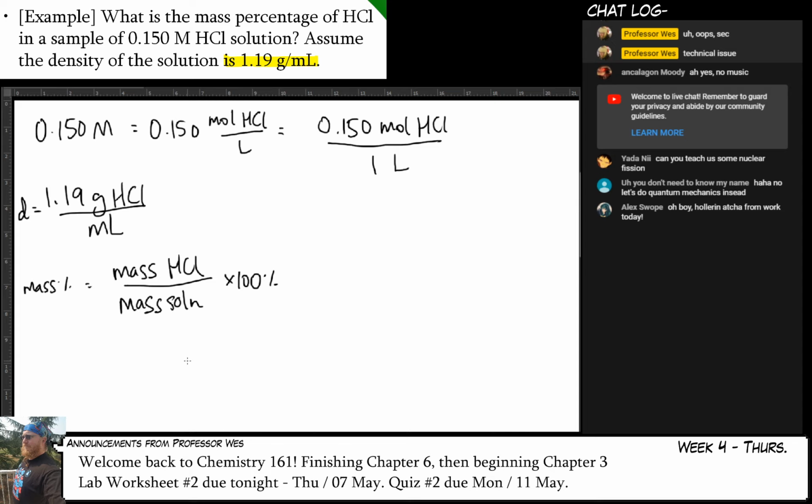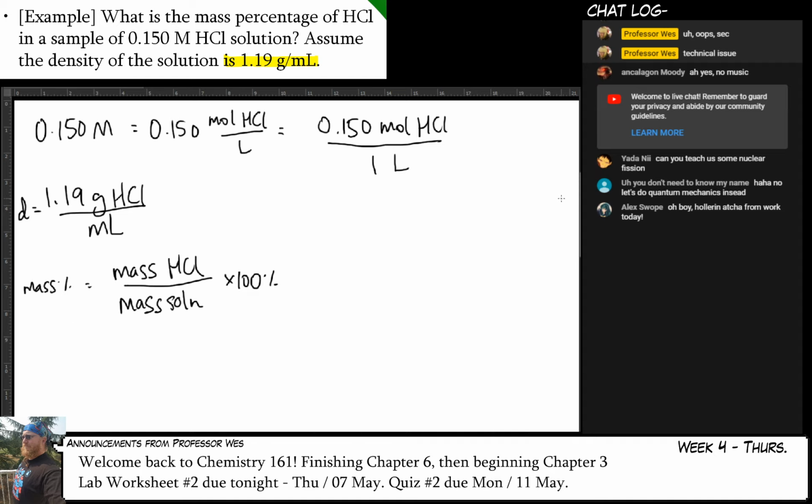If I have 10 liters of 0.150 molar HCl, or if I have 1 liter of 0.150 molar HCl, they're both 0.150 molar HCl solutions, and they both have the same density. So you get to pick whatever volume you want for these types of problems, because it doesn't matter. Molarity and density at a given amount, so if I have HCl solution at this concentration, and that concentration is the same no matter what volume I have, then the density will also be the same.